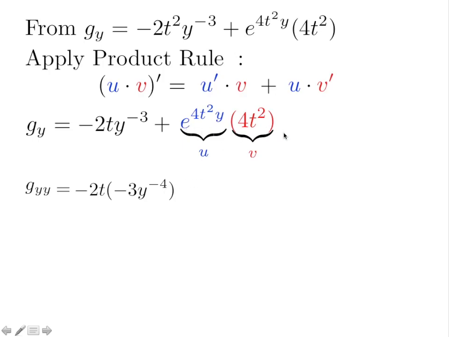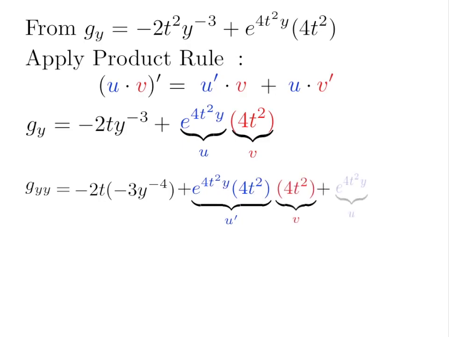And for the second term, once again, you have to apply product rule. That is u prime. The derivative of the outside function is e to the 4t squared y, and the derivative of the inside function is just 4t squared, times v plus u times v prime. Why is that 0? Because for the term v, there's nothing related to y. You want to find the partial derivative with respect to y, so therefore the derivative of 4t squared is going to be equal to 0.